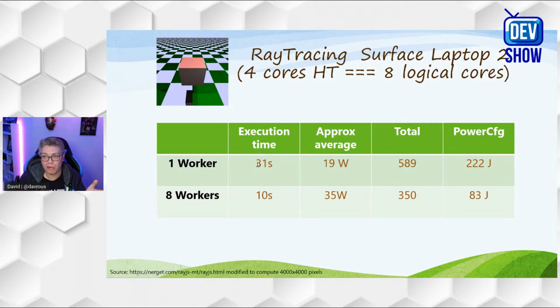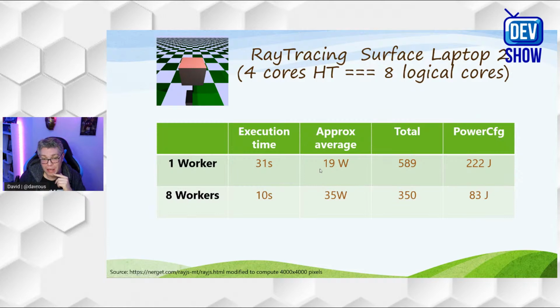I've been using my Surface Laptop 2, which has 4 cores with hyper-threading, so I've got up to 8 threads in parallel. And running on the normal version of JavaScript, I would say it took 31 seconds to compute an image of 4,000 by 4,000, and only 10 seconds using 8 workers. You probably know that the performance gain is not linear.